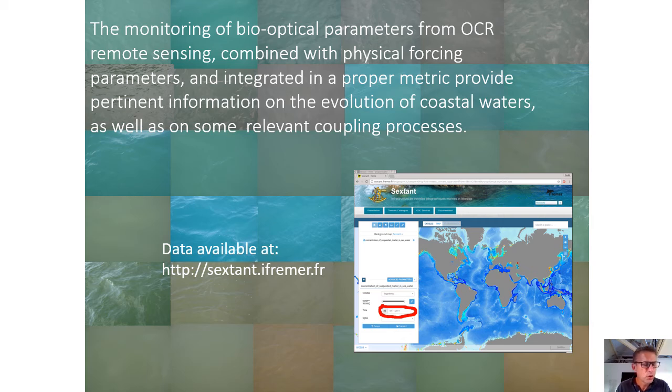To summarize this short webinar, I would say that the monitoring of bio-optical parameters from ocean color remote sensing, combined with physical forcing parameters and integrated in a proper matrix, provides pertinent information on the evolution of coastal waters as well as on some relevant coupling processes. Thanks for your attention.